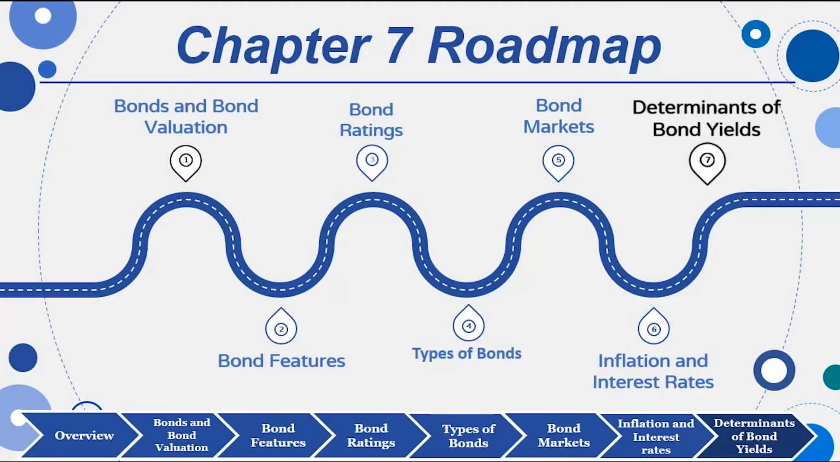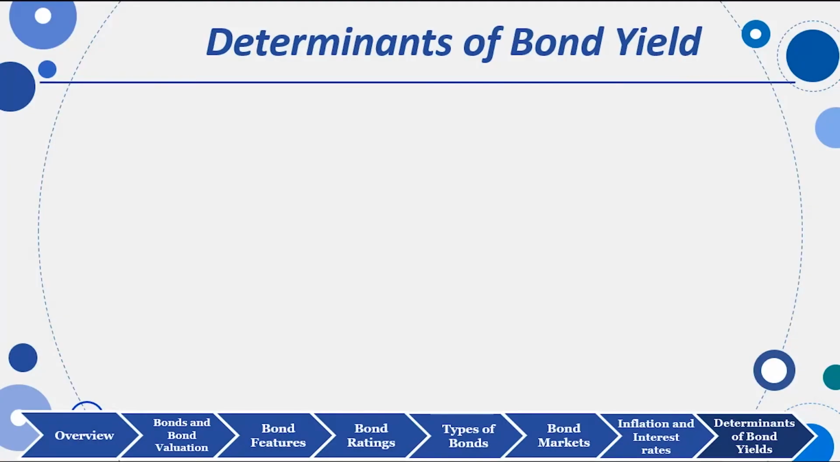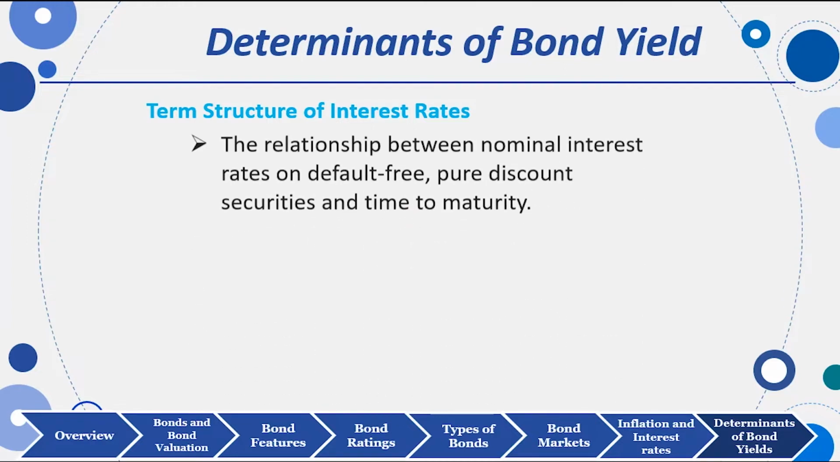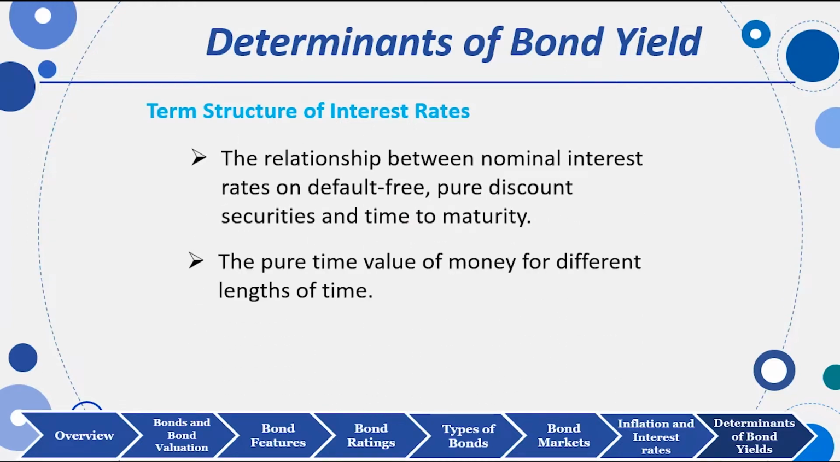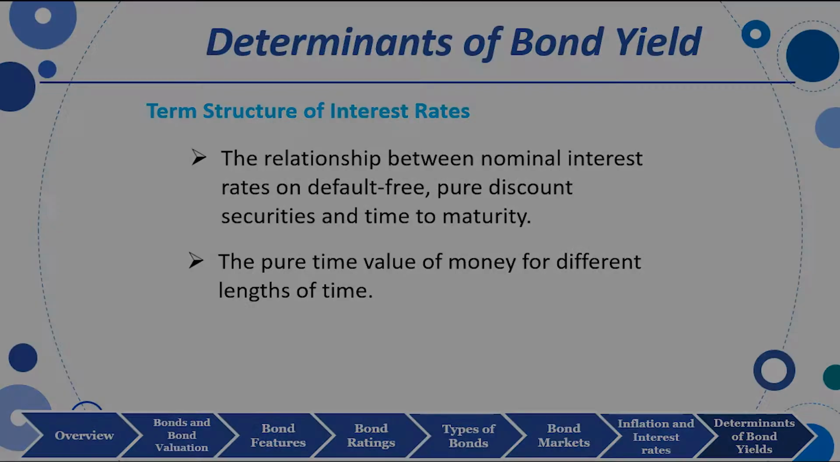Second, what determines bond yields? So you'll see a bond yield chart in the form of a term structure of interest rates appear in the Wall Street Journal every day, usually in the back of the hard copy newspaper. If you look in the old-fashioned paper, it's usually in the back, in a very small window. It's a relationship between nominal interest rates on default-free pure discount securities and time to maturity, the pure time value of money.